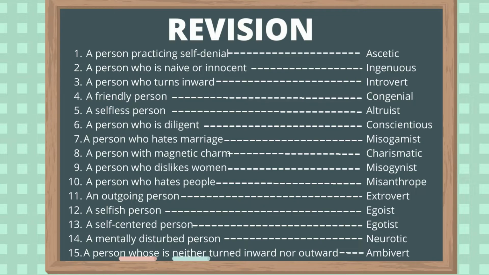A person who is diligent is conscientious. A person who hates marriage is misogamist. A person with magnetic charm is charismatic. A person who dislikes women is misogynist. A person who hates people is misanthrope.